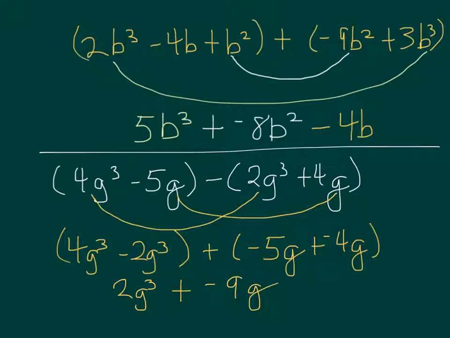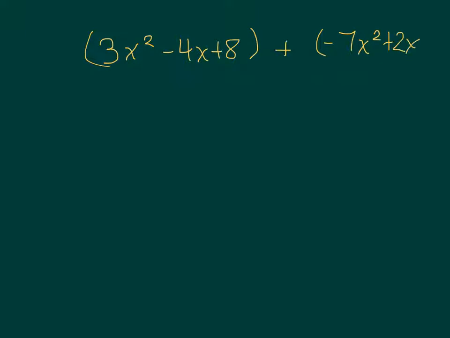There's just one other method that you might want to consider using. You don't have to, but if it makes it a little bit easier for you, you could take the polynomials and add them vertically in columns. What I mean by that is say we want to add 3x squared minus 4x plus 8. And we want to add to that a negative 7x squared plus 2x minus 5. Then what we could do is put one underneath the other.